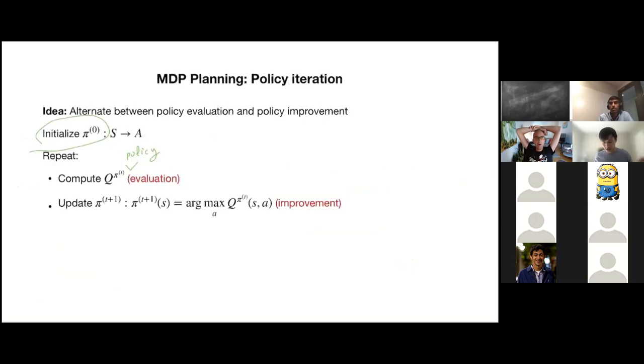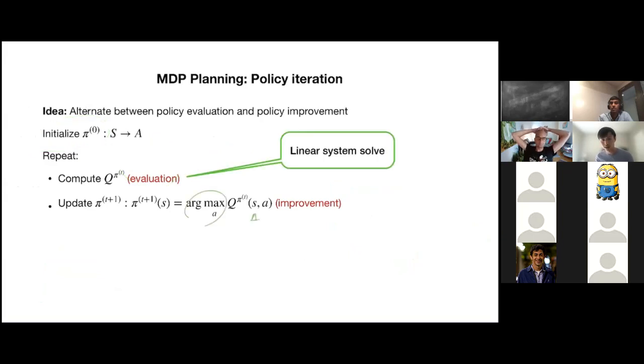And for the policy iteration approach, we skipped the policy evaluation step. But if you naively do this by solving the linear system, you're going to pay a computation of S cubed, which is a little bit expensive if you want to do exact policy evaluation. But the good thing about policy iteration is that you're guaranteed to hit the optimal policy in a finite number of iterations.